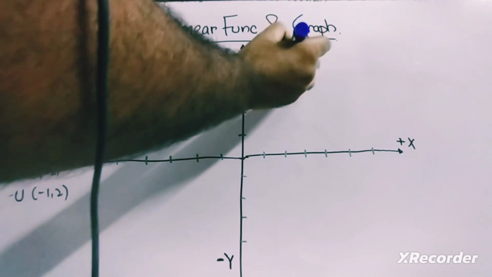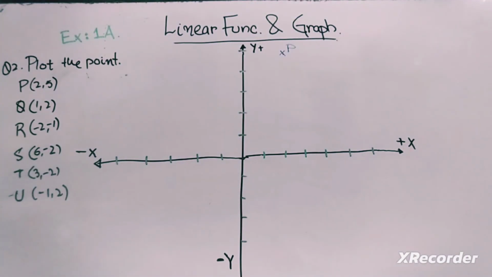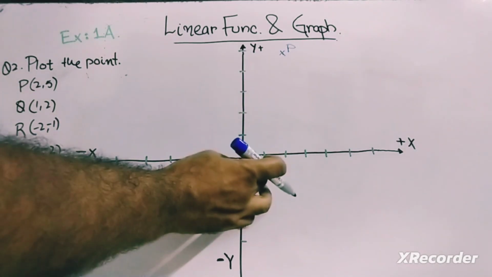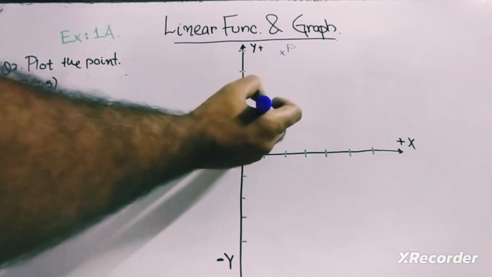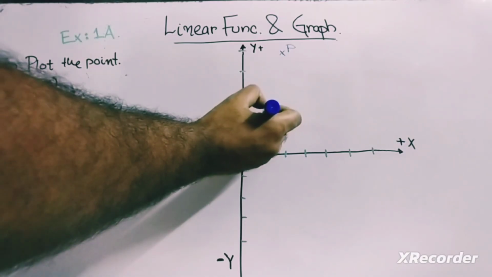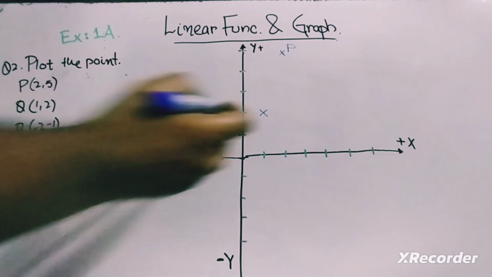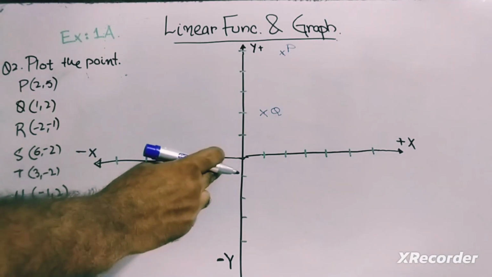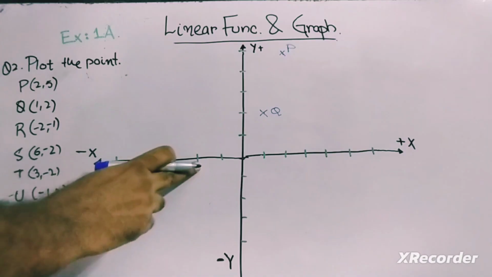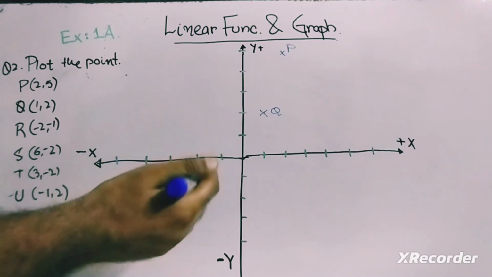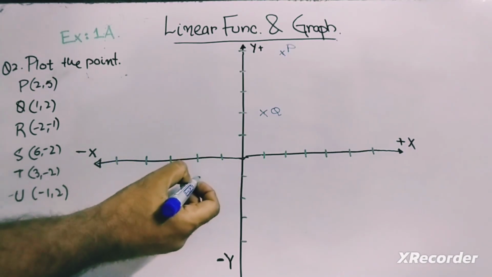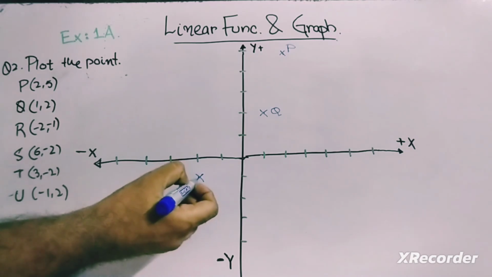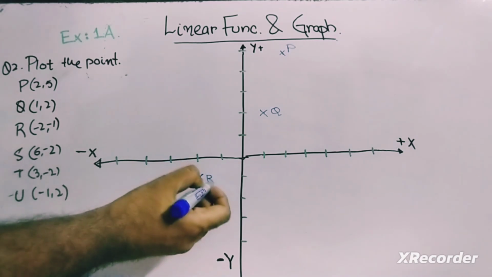Let's say it is something like here, P. Now Q is (1, 2). On the x-axis 1, on the y-axis 2. So here it is. Let's say it is here. That is Q. R is (-2, -1). So on the y-axis -1 is here. So our point will be something like that. That is our R.